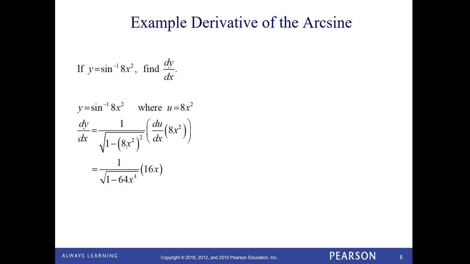Cleaning things up, 8x squared is 64x to the fourth, and the derivative of 8x squared is 16x. And then just simplifying it a bit further to make it nice and neat. Okay, so that's an example of how we would use the derivative of arcsine.